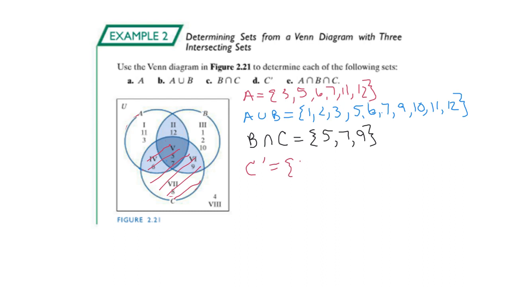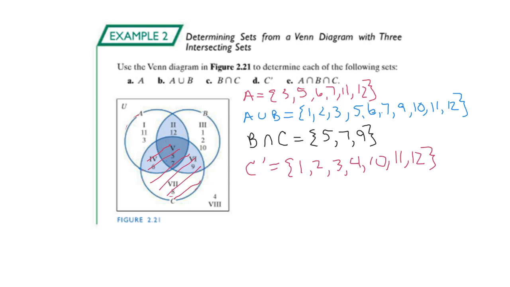So that looks like 1, 2, 3, 4. We have to include region 8 out there. 10, 11, and 12. Let me see if I counted correctly there. 2, 4, 6, 7. There we go. We have 7 elements there.